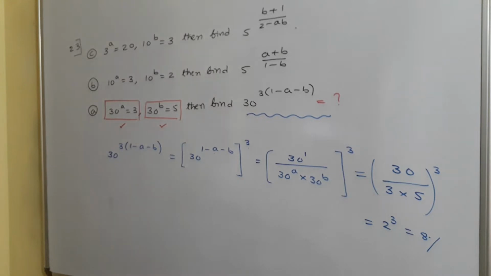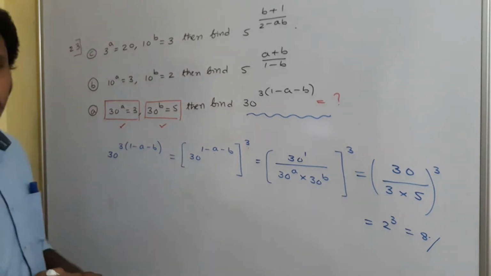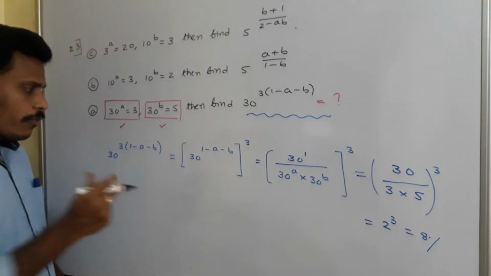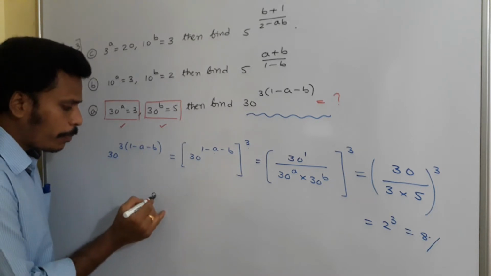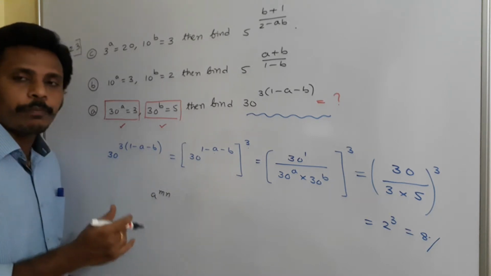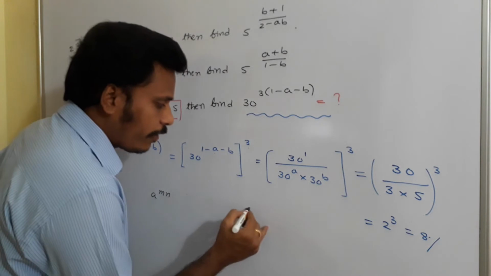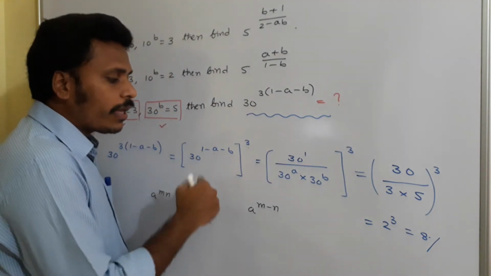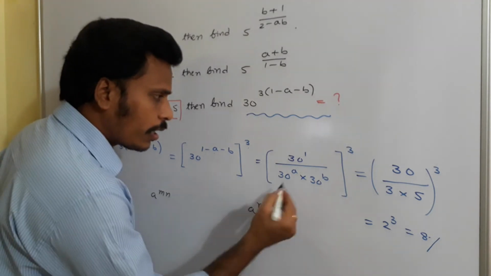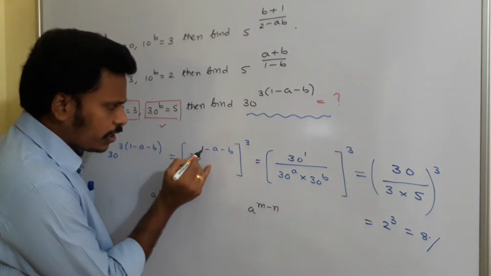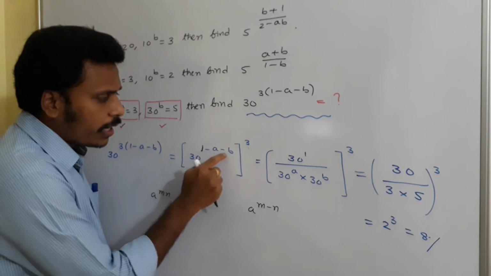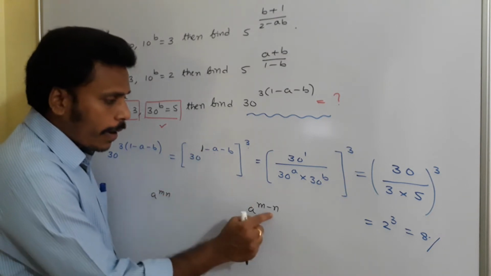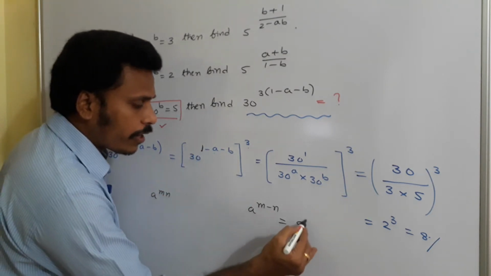So, it is completely the magic of algebra, the laws of exponents. From here we are using the A power m to the power n formula, and here we are using the A power m minus n formula, A power m by A power n. This looks like m, and this is minus A minus B, right? So minus n, you will write it like A power m by A power n.